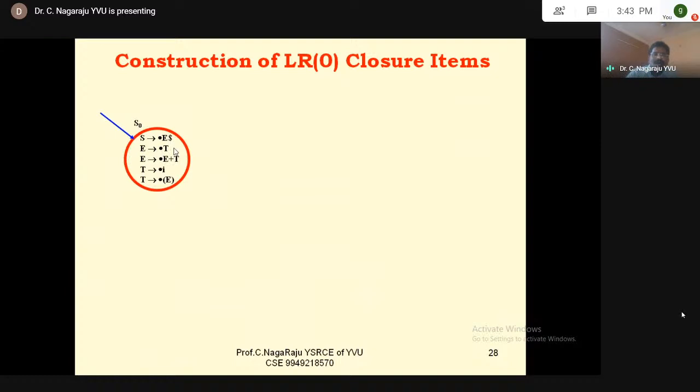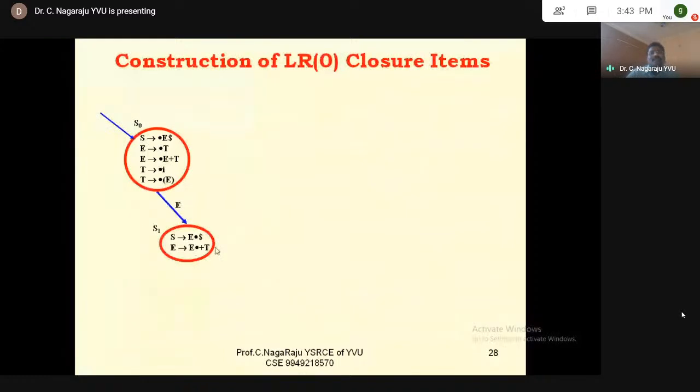E tends to dot T, E tends to dot E plus T, T tends to dot I, T tends to dot of this. After that, now we can parse it. Suppose first we take the first symbol on input E. On input E, we enter into state 1.